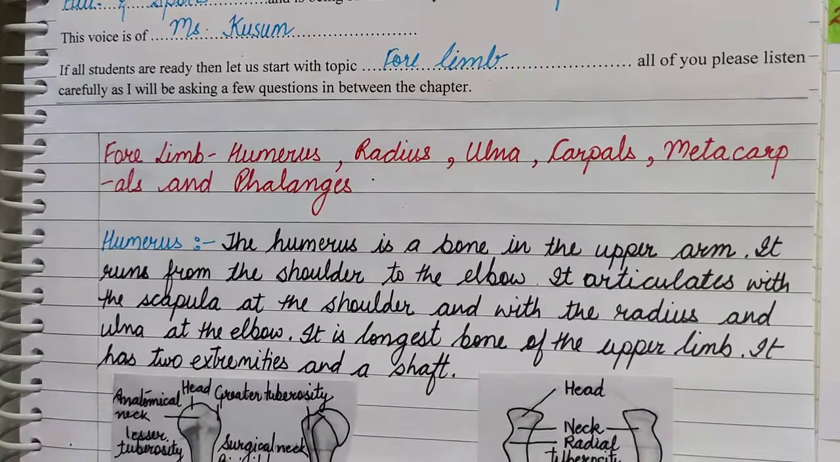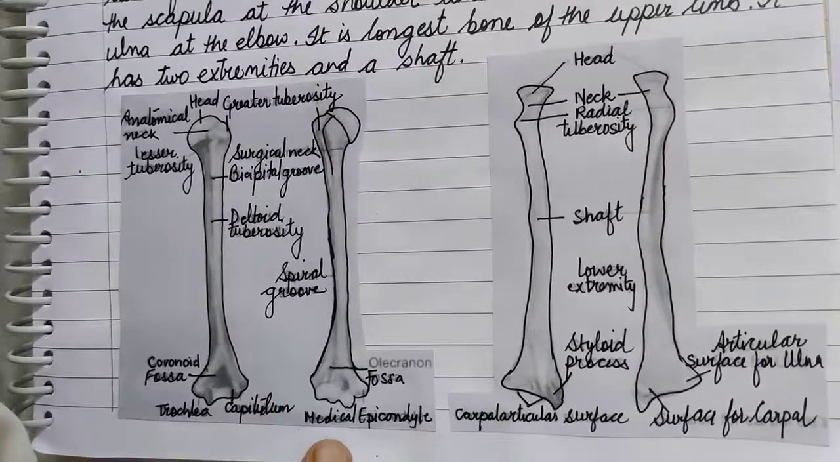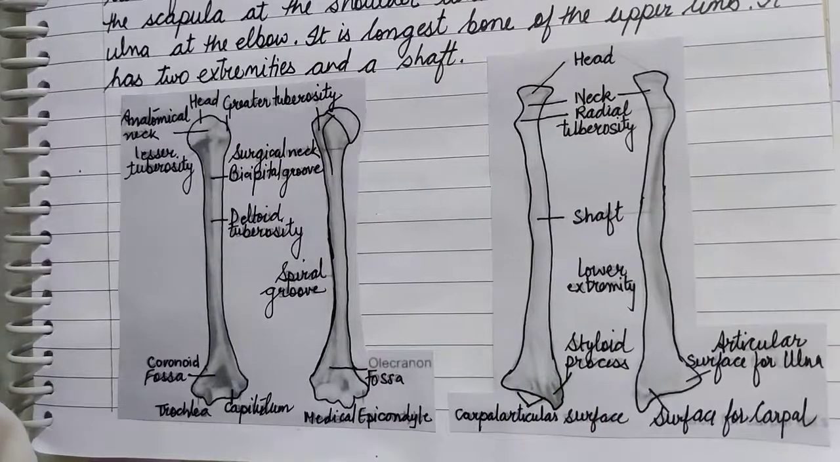Humerus. It is a bone in the upper arm. It runs from the shoulder to the elbow. It articulates with the scapula at the shoulder and with the radius and ulna at the elbow. It is the longest bone of the upper limb. It has two extremities and a shaft. Both diagrams are of the humerus.